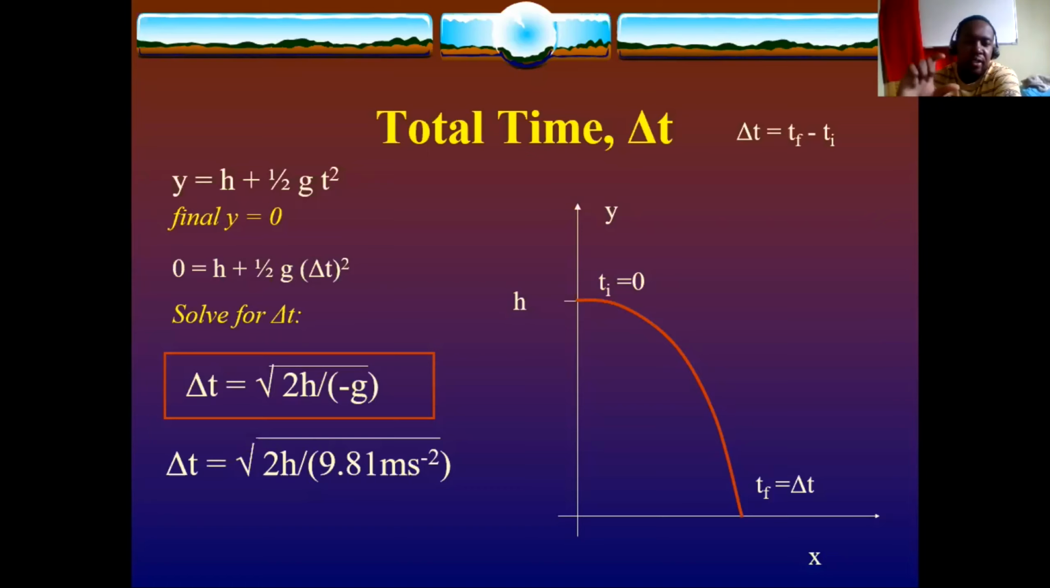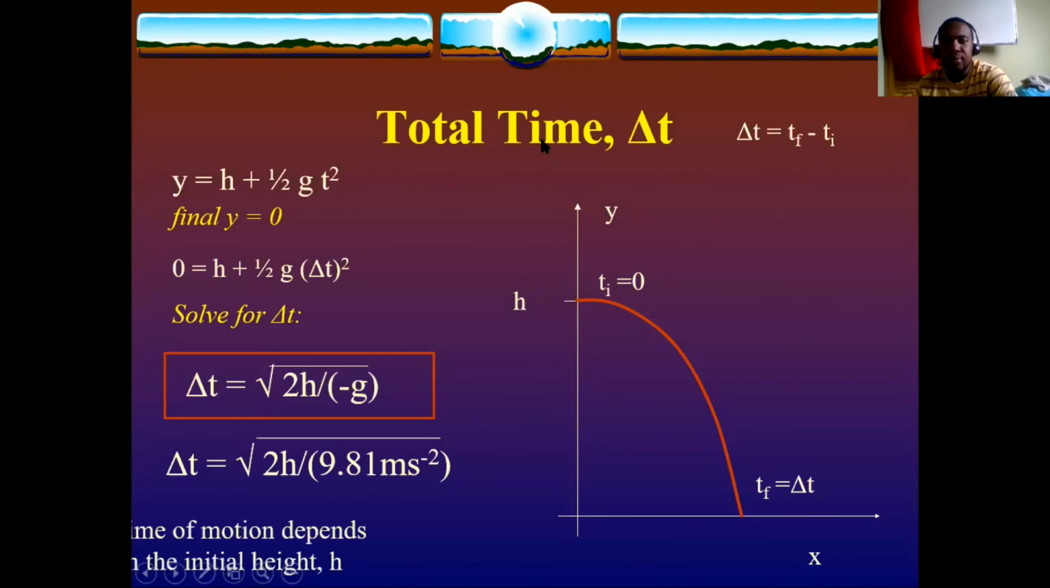Right? So the h there applies only if the object is moving from an initial height. So once it's been projected from an initial height, the time it takes to complete its path will be the square root of 2h over negative g. All right, is that clear? All right, let's move on.